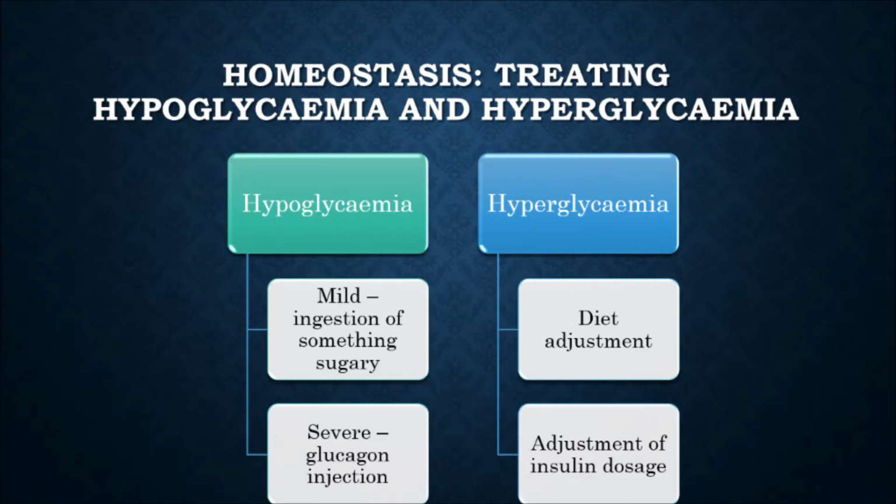Treating hypoglycemia is very simple. In its mildest form, it can be treated by the ingestion of something sugary like a fizzy drink, which is not in its diet form. Severe hypoglycemia requires a glucagon injection to stimulate the production of glucose from glycogen in the liver. Hyperglycemia is treated with diet adjustment and the adjustment of the insulin dose, which must be taken to counteract the change.